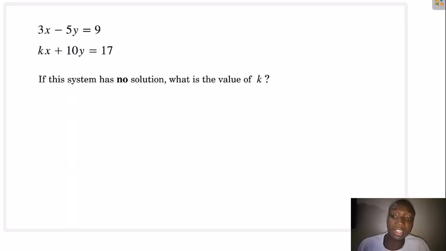So, in this question, 3x minus 5y equals 9, kx plus 10y equals 17. If this system has no solution, what's the value of k? Let me show you the rules you need to know in order to solve this kind of question within a few seconds.